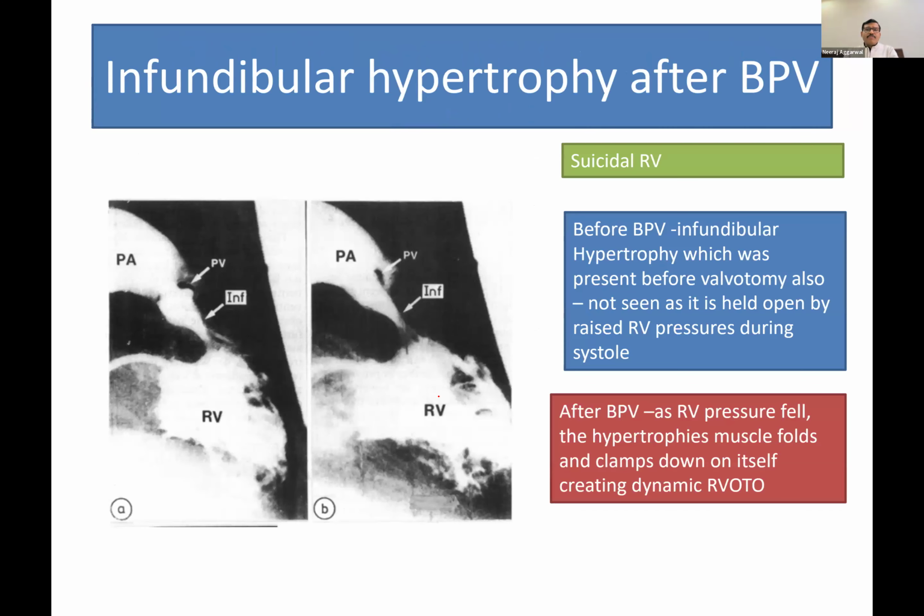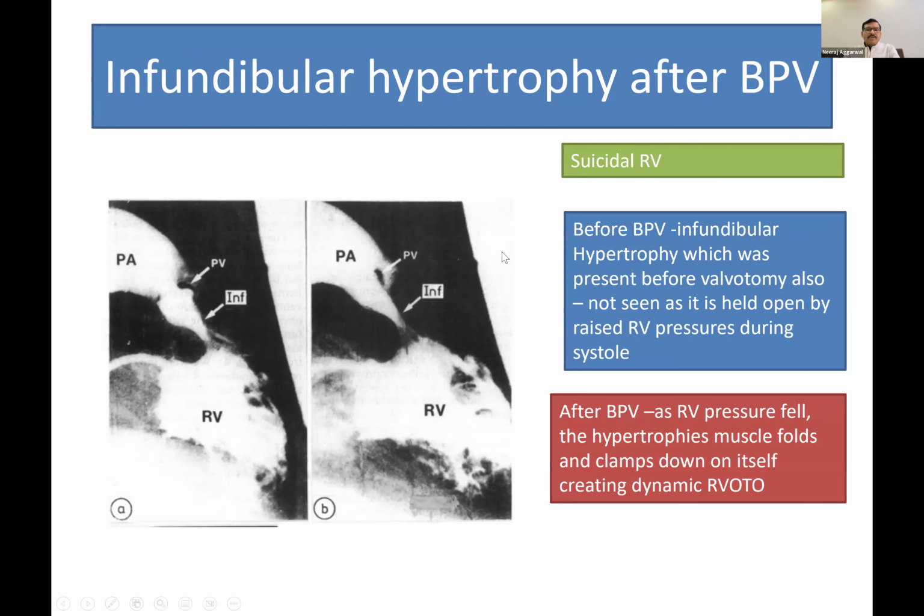Now, infundibular hypertrophy after BPV. See, this is the infundibular hypertrophy. This is the balloon. And this can lead to significant RV pressures when you do a pullback. Keeping an eye on the pullback and keeping echo guidance available, you can diagnose this phenomenon. And then there's a concept of suicidal RV, which is also explained by this phenomenon. Let me explain the concept of suicidal RV. It's a very important question for DNB students.